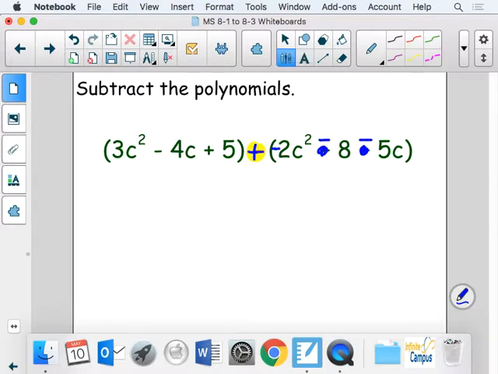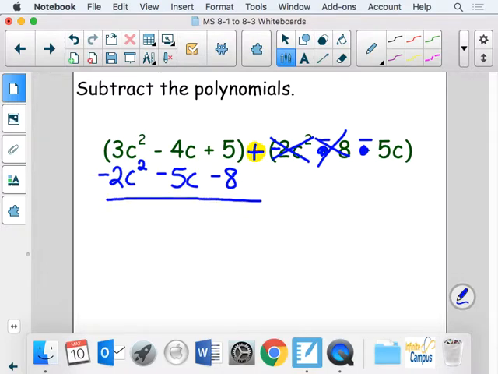And then ultimately change this to addition, and then handle this problem the same way I did on the last screen. So negative 2c squared is like terms with 3c squared. Negative 8 is like terms with positive 5. Negative 5c is like terms with negative 4c. 3 minus 2 is c squared, or 1c squared. Negative 4 minus 5 is minus 9c, and 5 minus 8 is negative 3. So there's your final answer there.